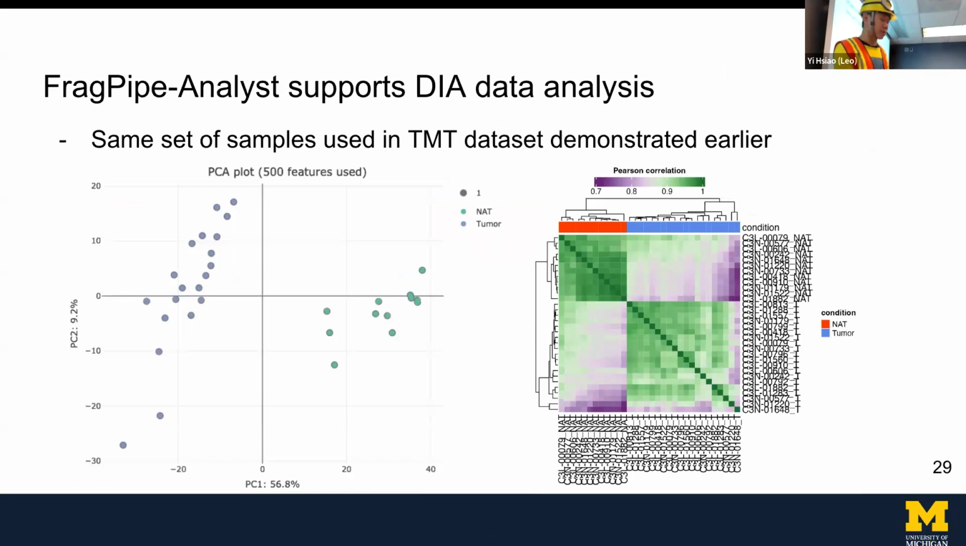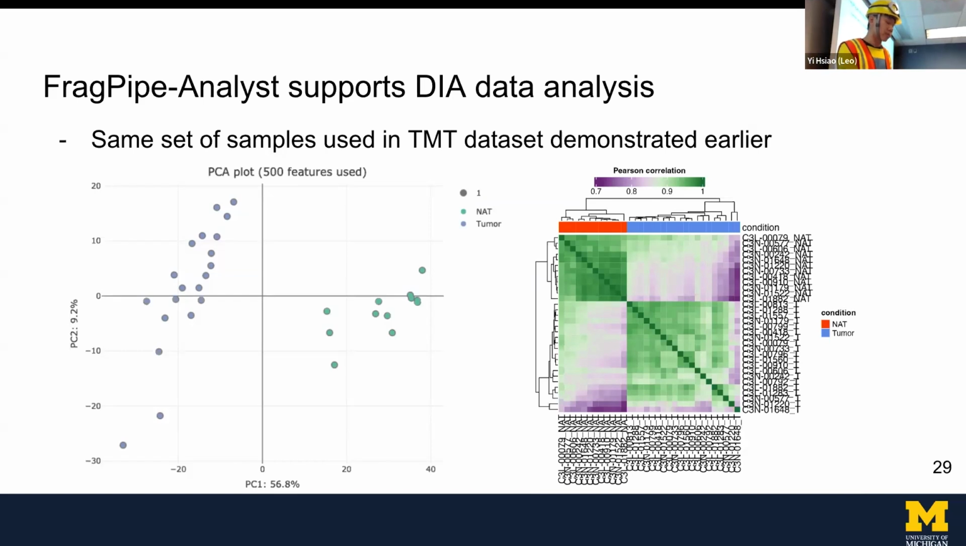Since I mentioned TMT earlier, on this cohort we also have DIA data. So we also tried to see if this DIA data is useful or recaptures the findings, and we performed the same analysis. Here is just an example: I pulled out the PCA plot and the correlation heat map.